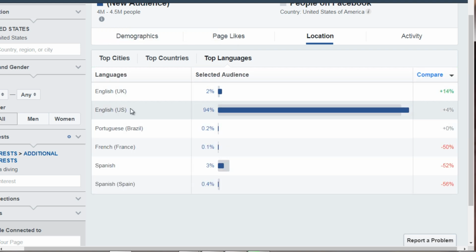So we got English. Bear in mind that because we are targeting the United States, it's really only showing cities, countries, and languages within the United States. Now, if I were to make this worldwide, this would broaden our spectrum.